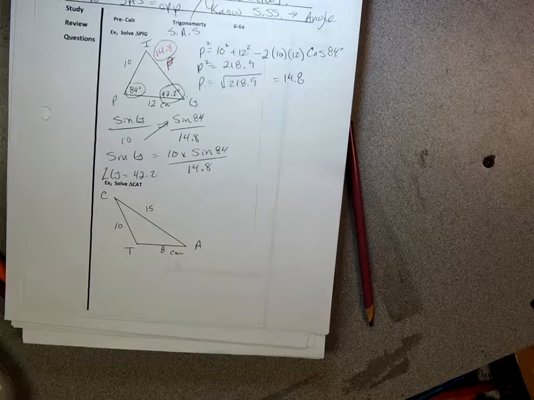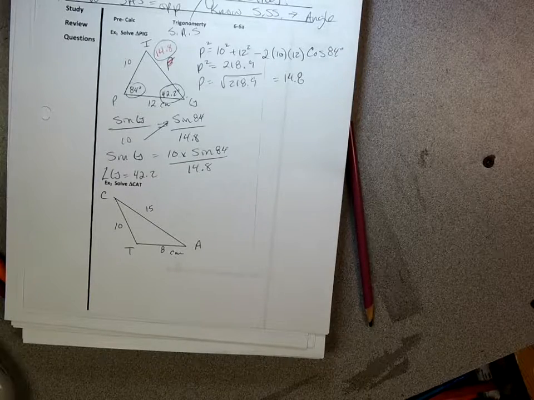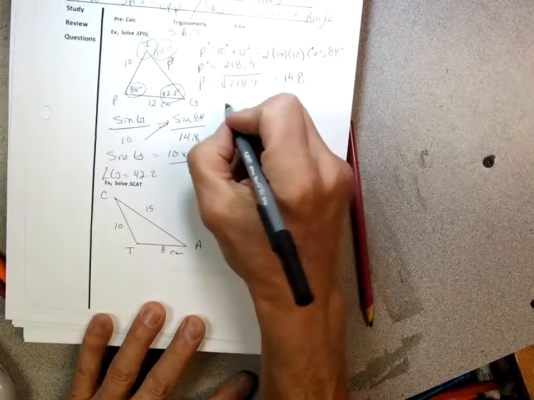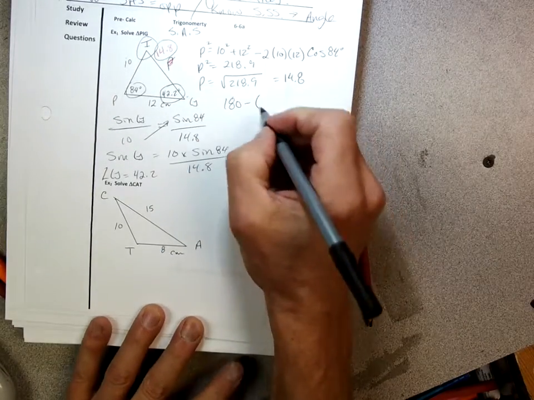Okay, what do you think we should find next? Angle I. Yeah, that's pretty easy, right? We don't need to do anything fancy. We can go back to geometry to do that. You could. Law of sines will work. I'm going to go 180 though.